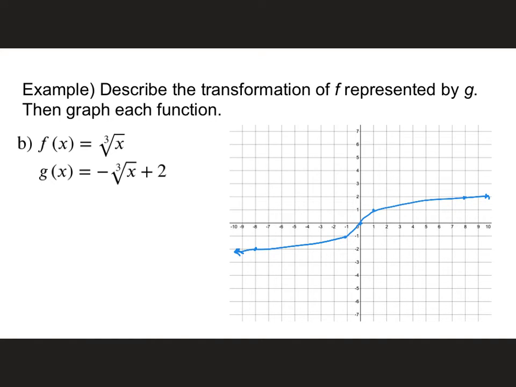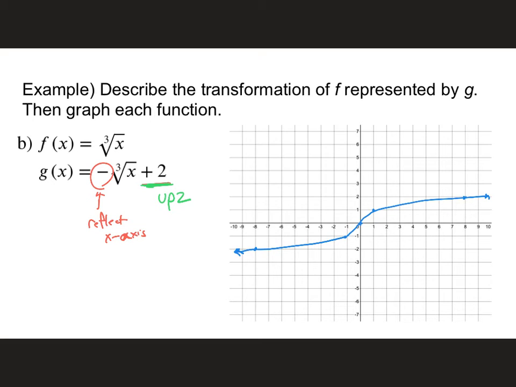And now I'm going to plot negative the third root of x plus 2. Ooh, so what are the transformations? Well, this negative sign tells me that I have reflected over the x-axis. So reflect over the x-axis. And this plus 2 means that I'm going to go up 2 units. So let's see what that looks like. So let's see, reflect over the x and then move up 2 units.